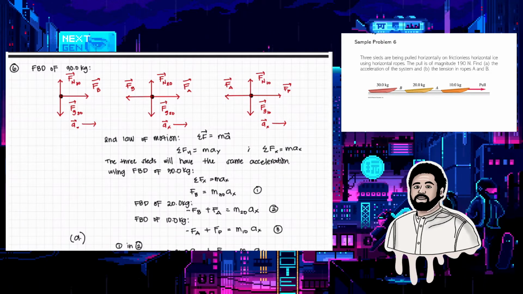So for all we know, this is already our standard operating procedure when we have laws of motion for any problem wherein our particle is subjected to a force. It is better for us to illustrate our free body diagram. So I have here the three free body diagrams. I have here the FBD of my 30 kilogram sled, my FBD of my 20 kilogram sled, and the FBD of the 10 kilogram sled with the corresponding forces.